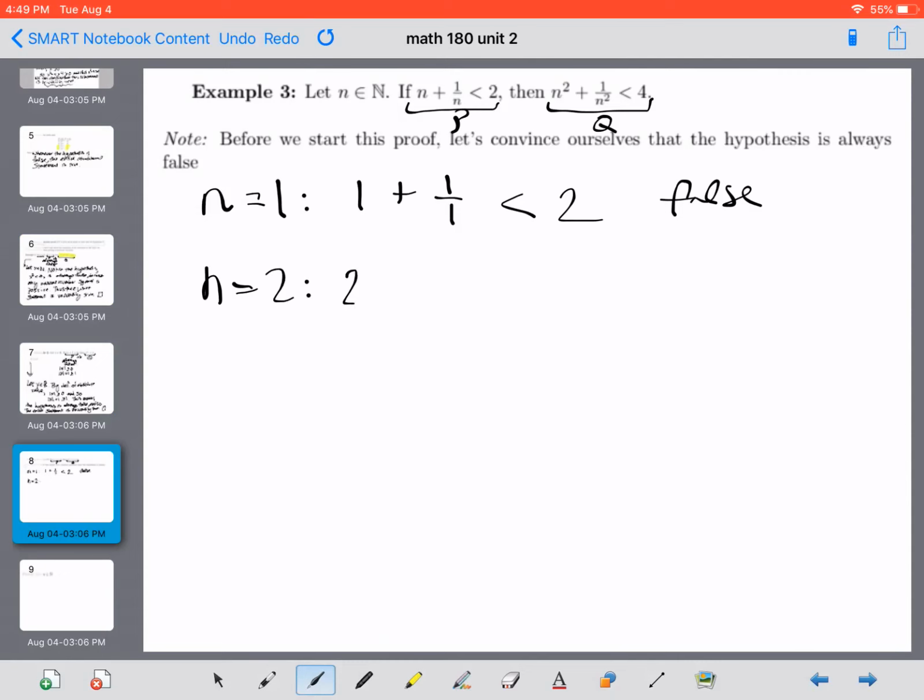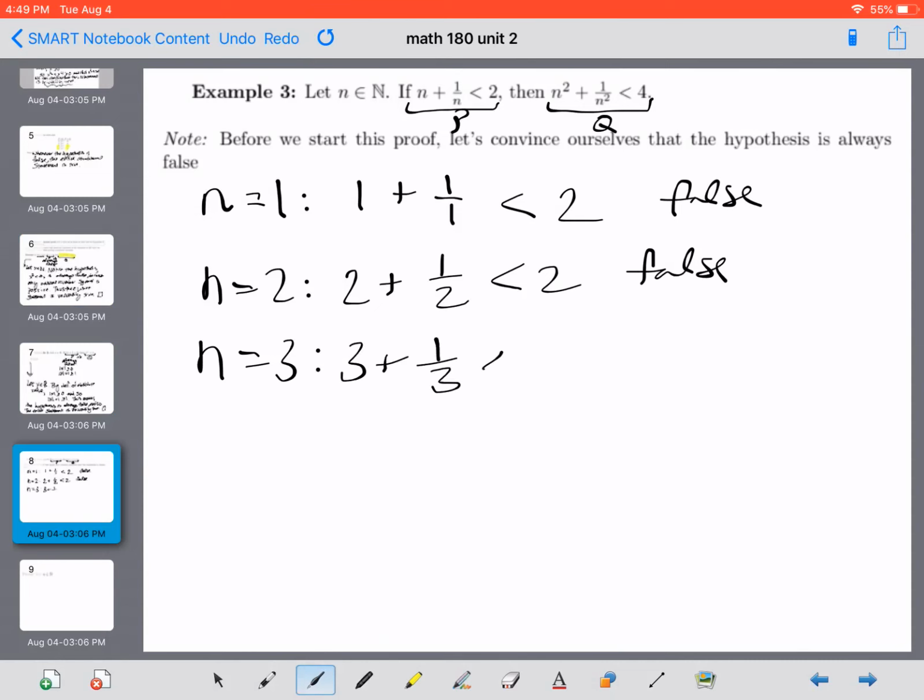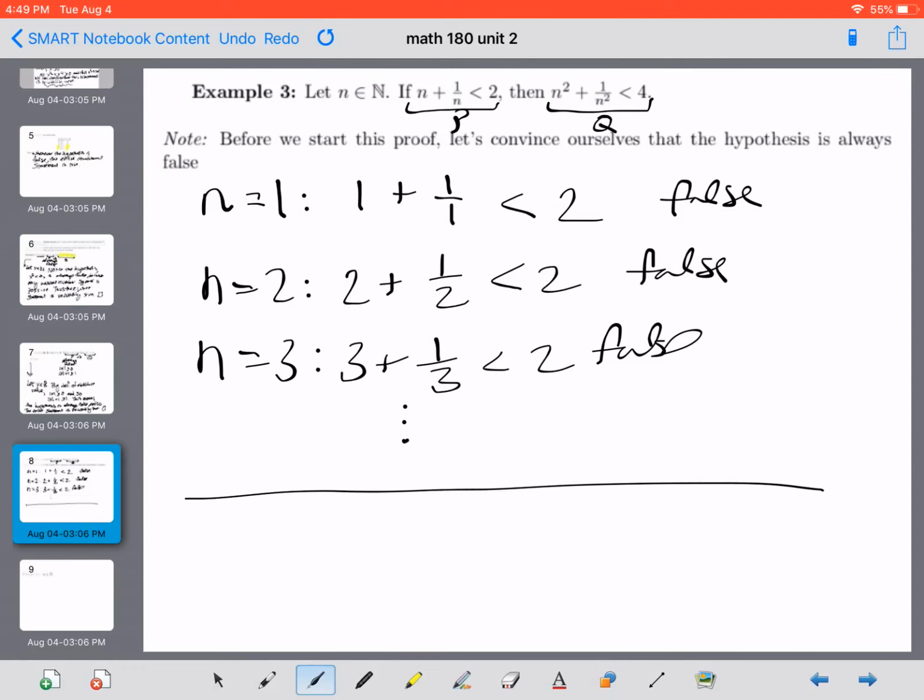When n is equal to 2, this looks like 2 plus 1 over 2 is less than 2. Okay, this is definitely also false. 2.5 is not less than 2. When n equals 3, we'd have 3 plus 1/3 is less than 2. This is also false. So this seems false in general, but how do we give a general argument for why that hypothesis is always false?